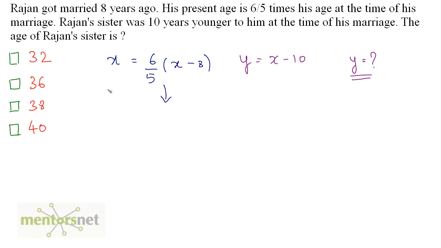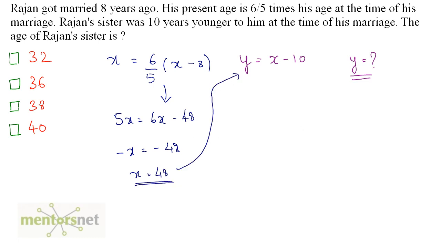So from this equation, we get 5x is equal to 6 times x minus 8, that is 6x minus 48. So 5x minus 6x is minus x, equal to minus 48. So x is equal to 48 years. Put it in this equation to get the value of y. So y is equal to 48 minus 10, and that is 38. So Rajan's sister's age is 38 years presently.